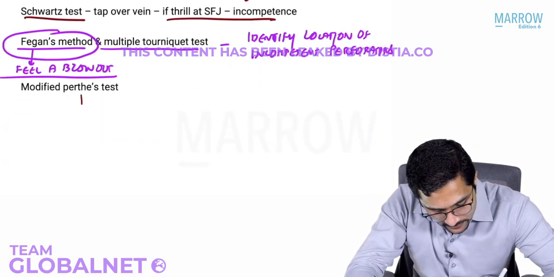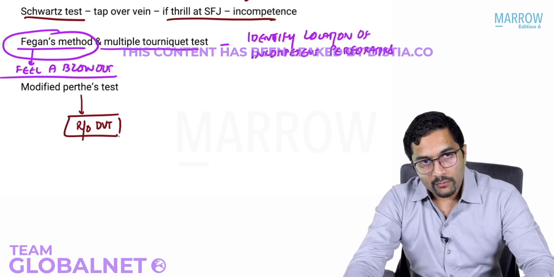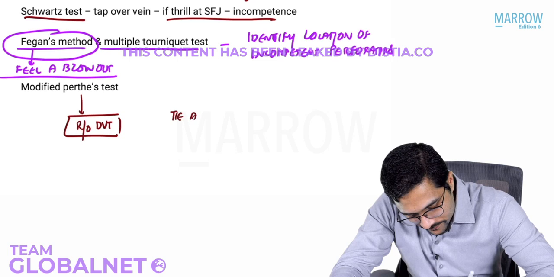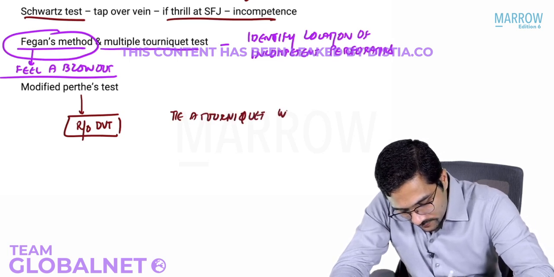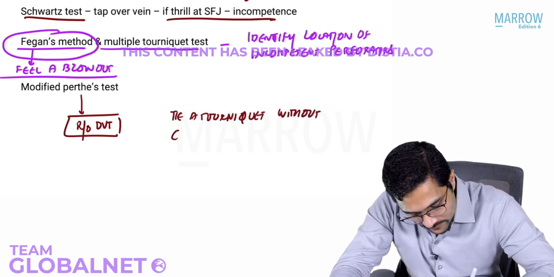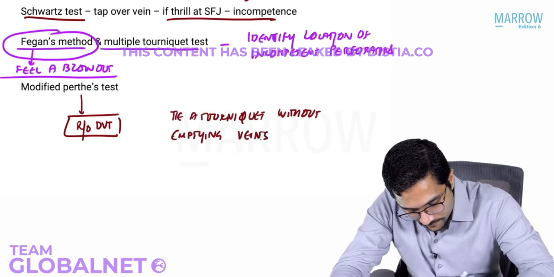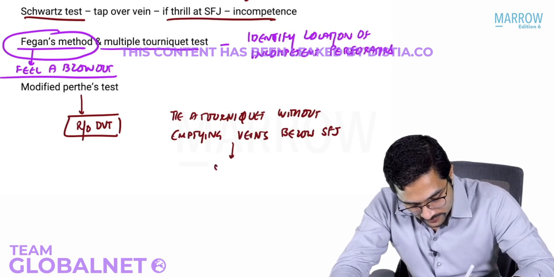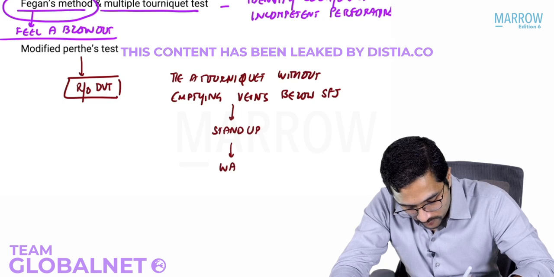The modified Perthes test is done to rule out deep venous thrombosis, whether deep veins are normal or not. So in modified Perthes test, we tie a tourniquet without emptying the veins, below the saphenofemoral junction. Then we make the patient stand up and we make the patient walk.